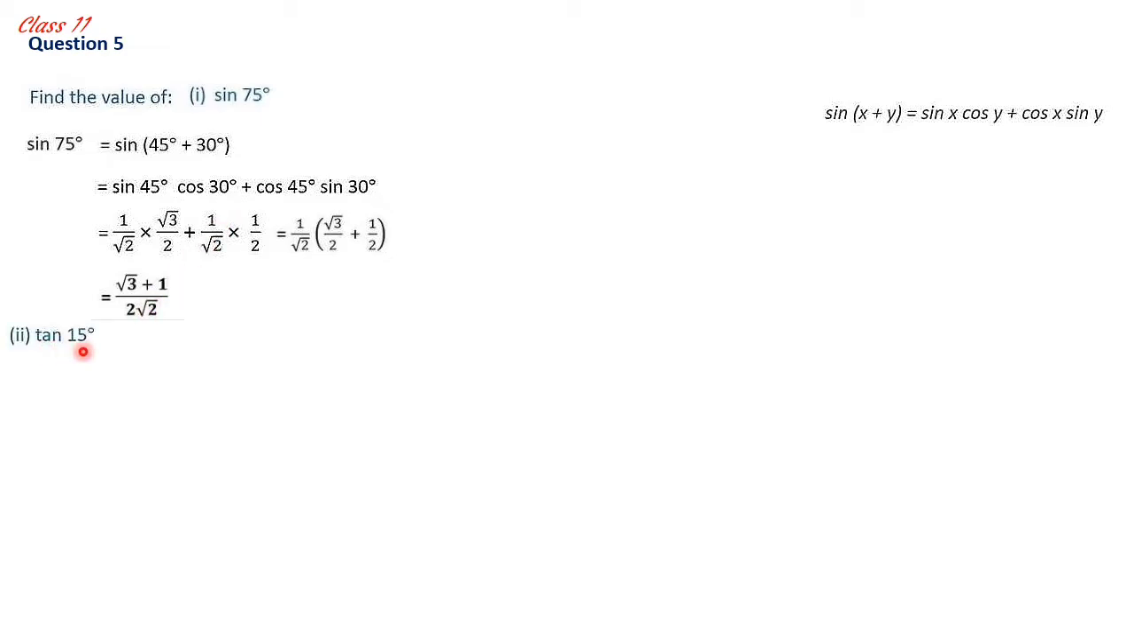Tan 15 is the next question. So tan 15, we write it as tan(45 minus 30), because 45 minus 30 gives 15, and 45 is known to us, 30 degrees also known to us in terms of trigonometric function values. This is in the form tan(x minus y). Tan(x minus y) is tan x minus tan y divided by 1 plus tan x tan y. You should be able to recall these formulas. If you don't know how to write these formulas, then you will not be able to do these problems. So make sure that these formulas are recalled whenever necessary.